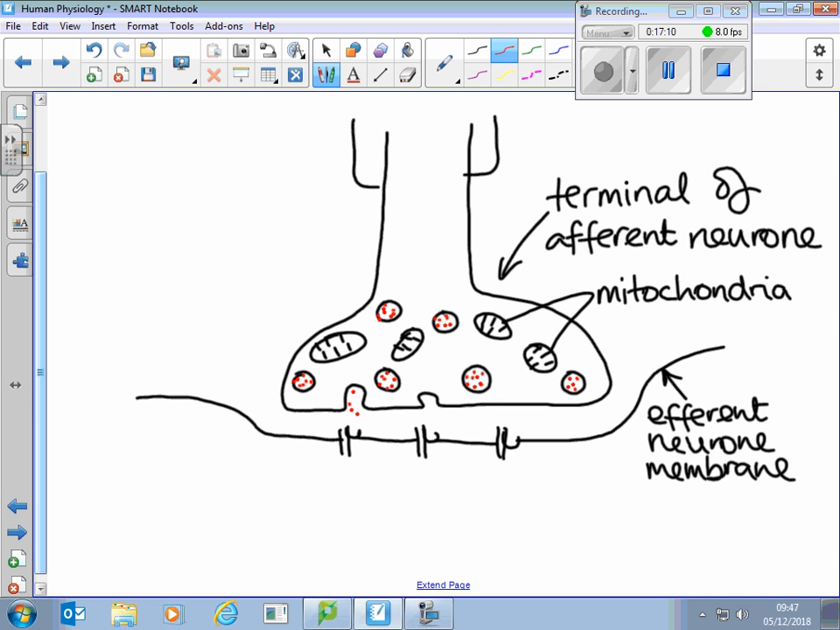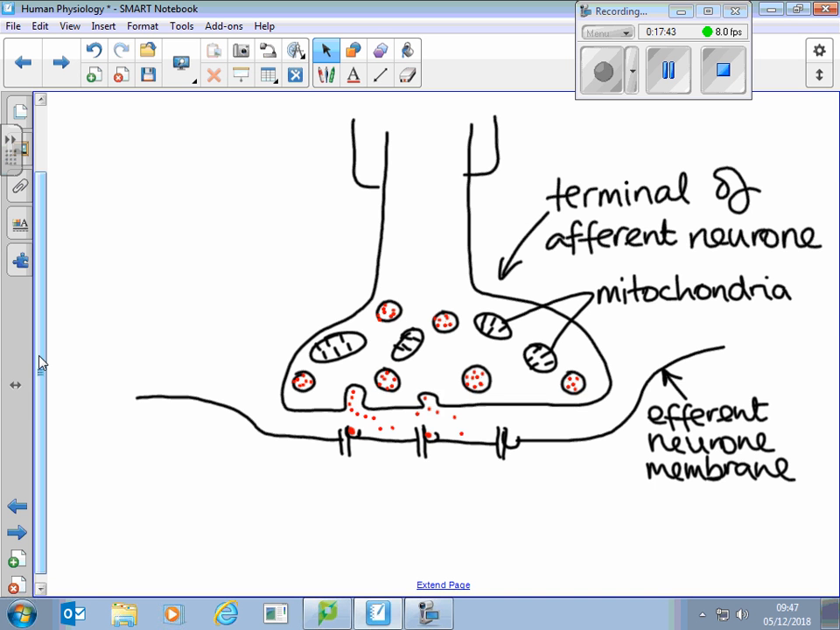And these are what's going to come out here. And these, of course, are going to end up binding to these structures. So it's those little red dots that are going to cause the sodium channels to open. And when the sodium channels open, sodium ions will rush into that efferent neuron, the postsynaptic cell, and they'll depolarize that membrane and the action potential is passed on. But we need a little bit more before we do that.